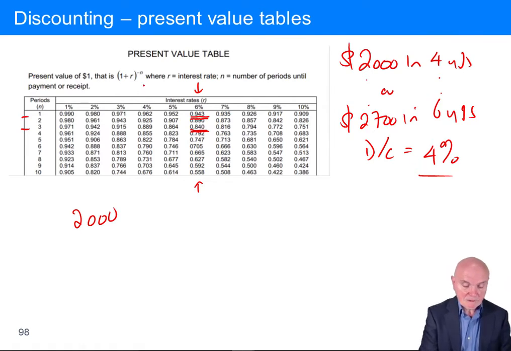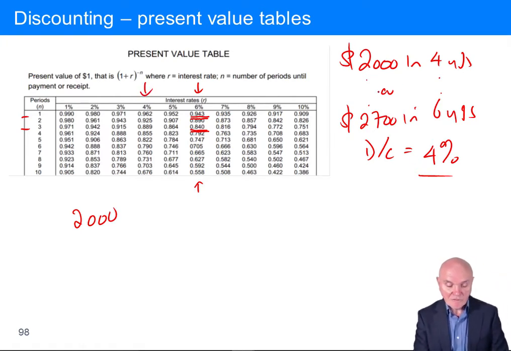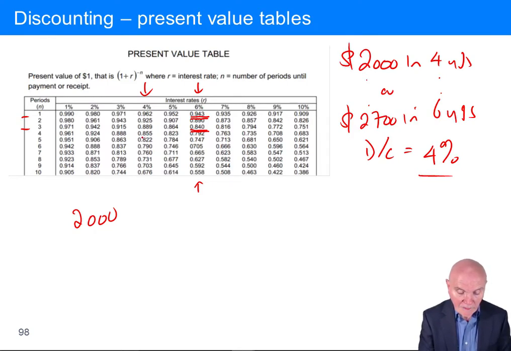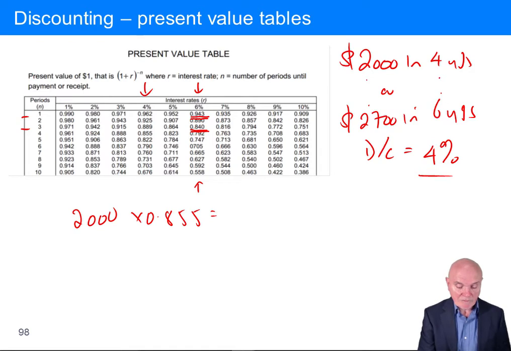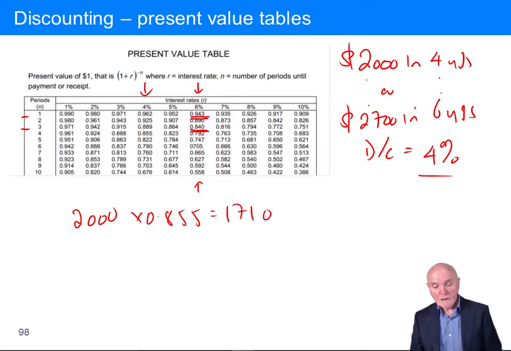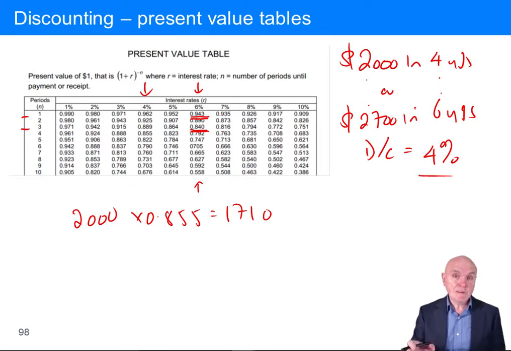So we take the 2,000 here, we're dealing with 4%, so in this column here, and we're saying it was received in 4 years, so the 4 year column there, 0.855. So we're saying the present value of receiving 2,000 in 4 years is 2,000 times 0.855, which is 1710. Quite a big reduction there. If you think about it, 4% is a very modest rate, 4 years isn't very long away, but already we've lost 15% really of the face value of the money.